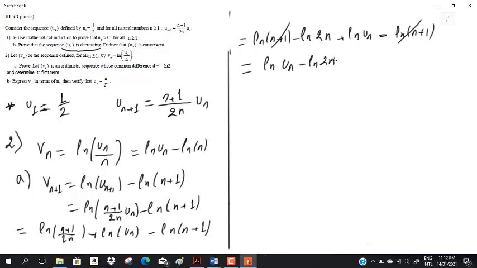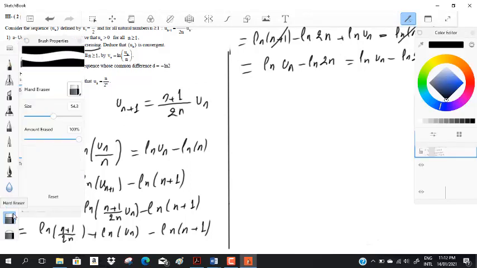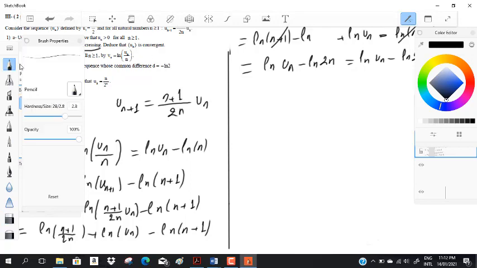I can also write logarithm of 2n as logarithm of 2 plus logarithm of n. With the minus outside, it becomes minus logarithm of n, minus logarithm of 2. Logarithm of 2n can be written in the form logarithm of n plus logarithm of 2.